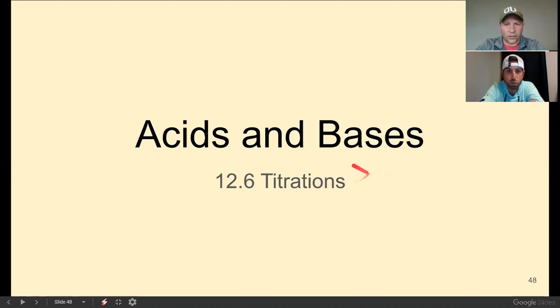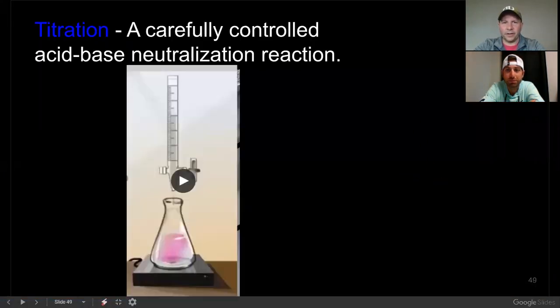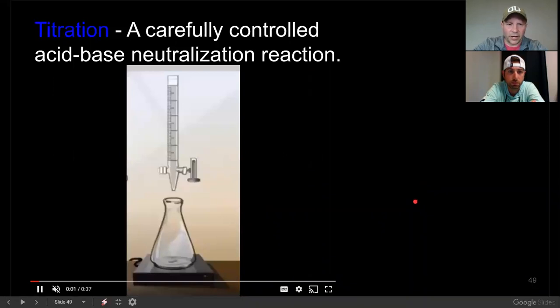All right. What are these things? They're titrations. So, basically, what is a titration? A titration is nothing more than a carefully controlled acid-base neutralization reaction. So that means I'm going to add an acid to a base, or add a base to an acid. What we're going to do is find out the exact point where the hydrogen ions are equal to the hydroxide ions. And once they're at the exact point, we call that the equivalence point. Let's see how it works in this video that I made.